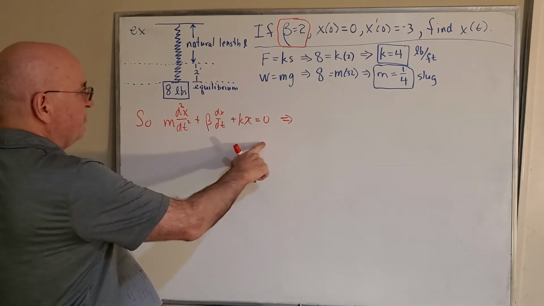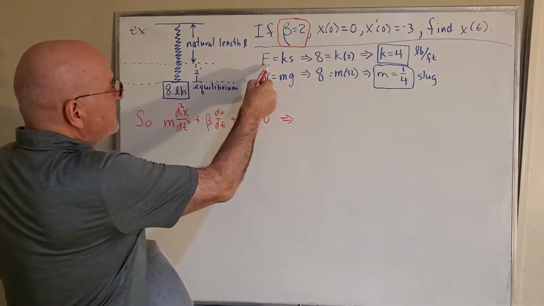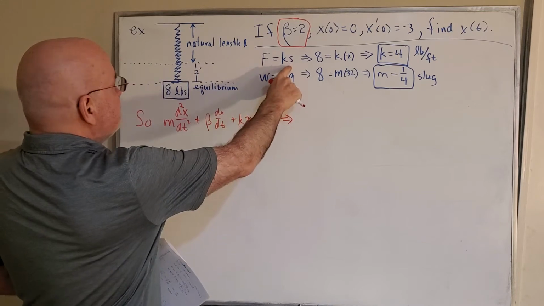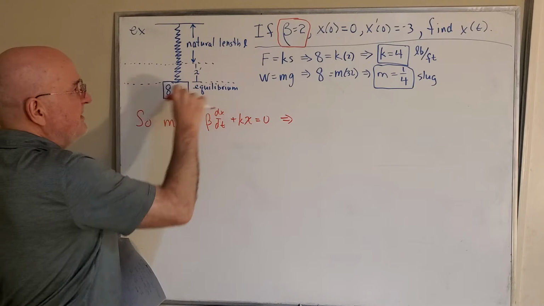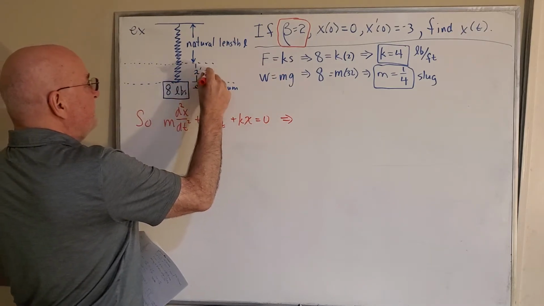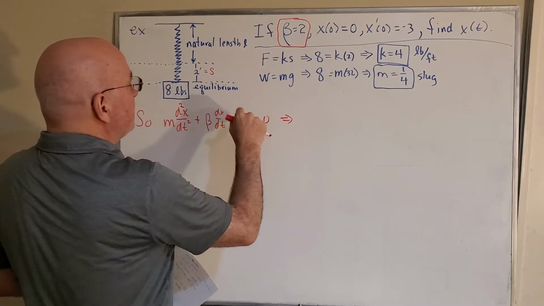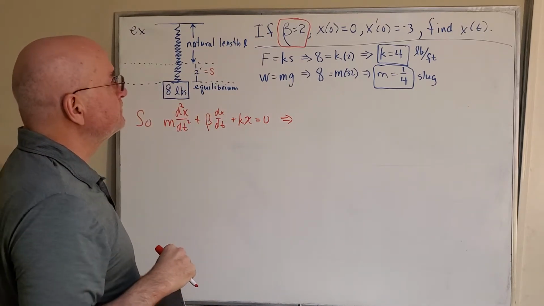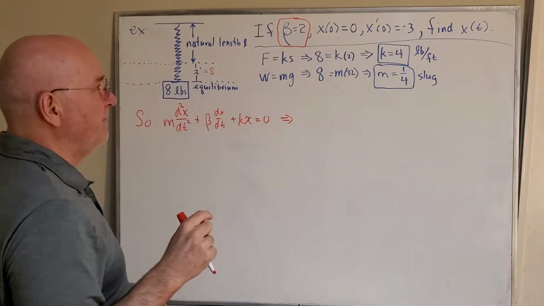Well, here's the differential equation. I made a few notes here already. Notice that force is equal to ks. s is the distance that this stretches the spring to the equilibrium, so it's right here. s is 2. We're looking for the spring constant. The force is 8 pounds. So that means 8 is equal to 2k, or k is equal to 4 pounds per foot.